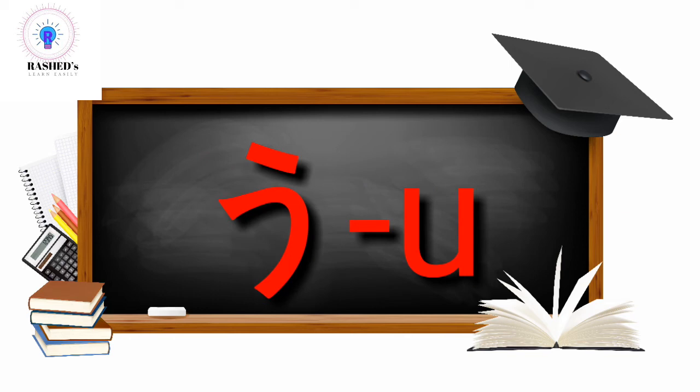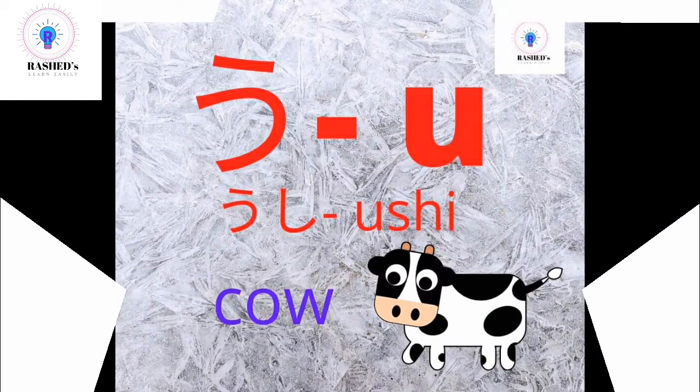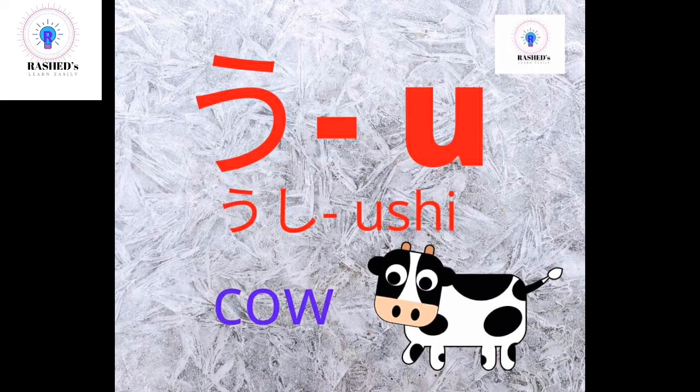This letter is U. So dear viewers, now let's see how to write this letter. First of all, you draw one line, then you draw one opposite U. Now let's see one vocabulary in this letter. Ushi. Ushi means cow.